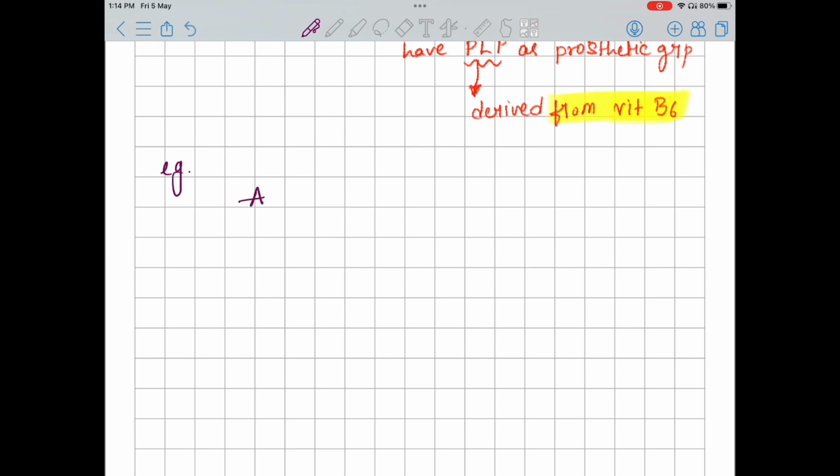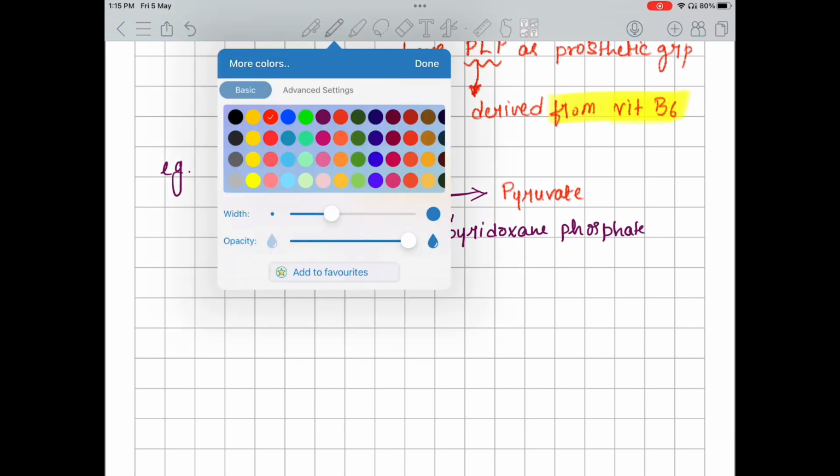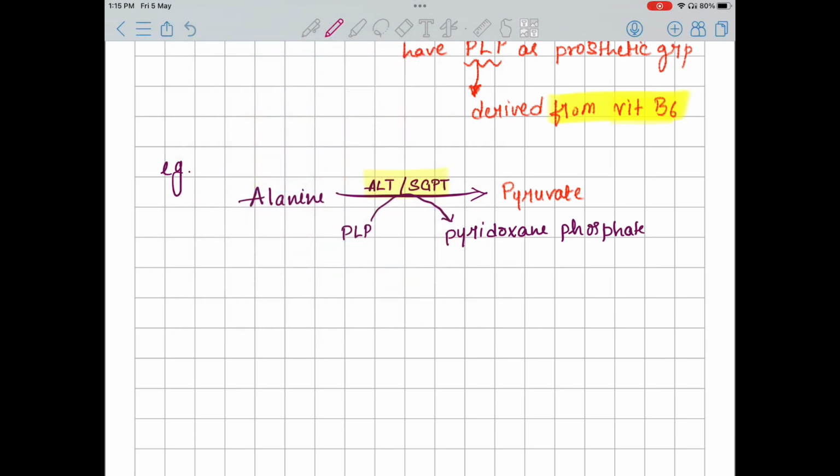First, in this example, we'll take alanine. Alanine is said to be converted to pyruvate, with the help of alanine transaminase, which is also written in the form of SGPT. Now what happens over here is there is transfer of amino group taking place from pyridoxal phosphate to pyridoxamine phosphate. Now this pyridoxamine phosphate transfers the amino group which it has taken from alanine to alpha ketoglutaric acid.